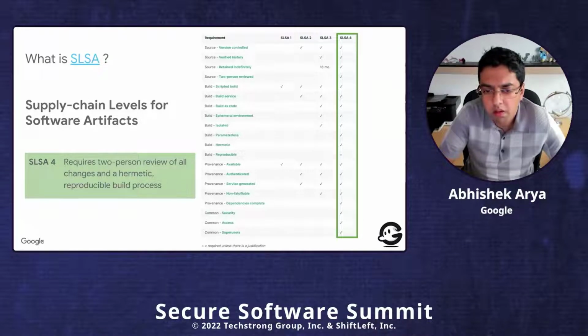Right now, SLSA is focused towards the supply chain build integrity aspect. For example, the highest level, SLSA 4, requires that all code changes be two-person reviewed and be in a hermetic, fully reproducible build process. We are thinking towards expanding this framework to include other risks that we mentioned in the previous slide, for example, code vulnerabilities, etc.